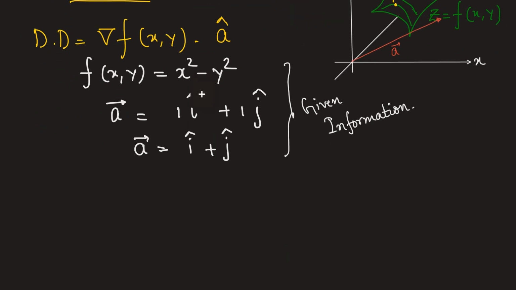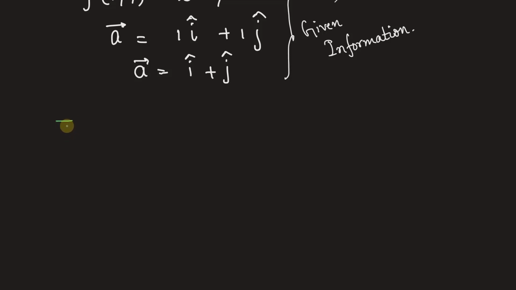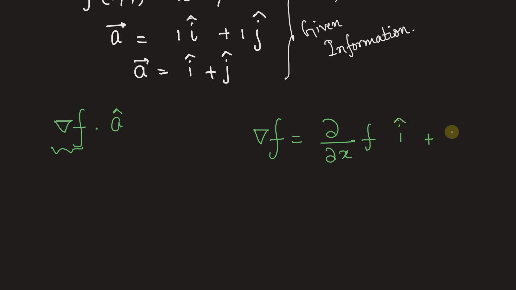Now let's continue with the solution of this problem. The directional derivative is given by, as we have already seen, grad of f dot a cap. First we will find this grad of f. The gradient of any function is given by grad f equal to dou by dou x, that means partial derivative of the function with respect to x, i cap plus dou by dou y of f, j cap, since the function is a 2D function only. Now you see here, the gradient of any function is a vector quantity. That's why we can take the dot product with the unit vector.